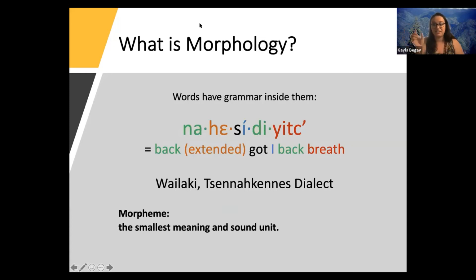English has not a whole lot of parts to words as compared to Wailaki. And it's not in the same order, right? So you see here, back extended, got I back breath. I got my breath extended back, but it's not the same order as English, right? So some of that is the order too.